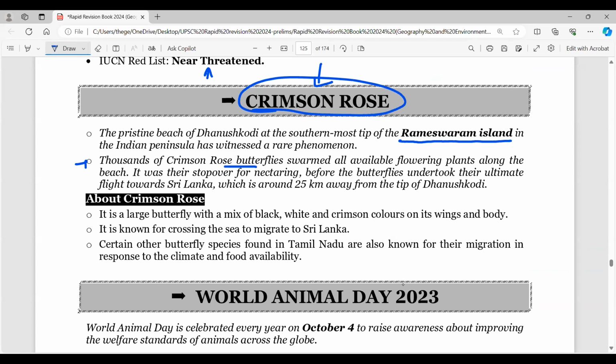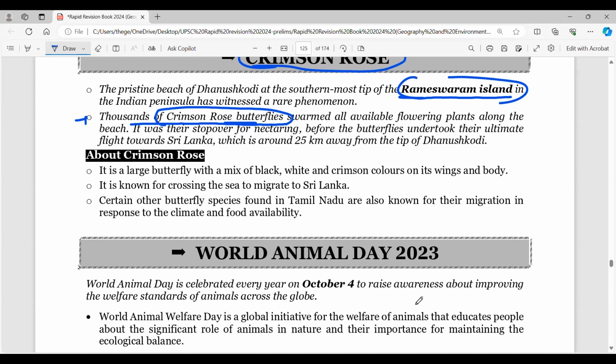So come to crimson rose. Crimson rose is basically a species of butterfly, right? So this butterfly you'll see in Peninsula, Rameshwaram Island and others, and it's a very important butterfly. You can also look into migratory species going to Sri Lanka. So this is particularly south of India. It is found and known for its migration pattern and also climate and food availability.